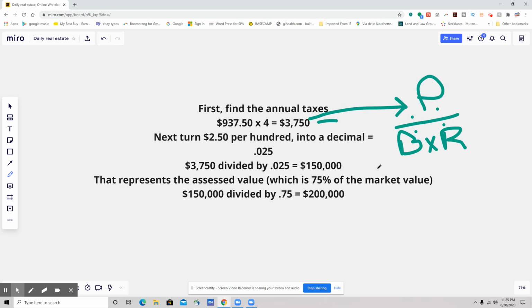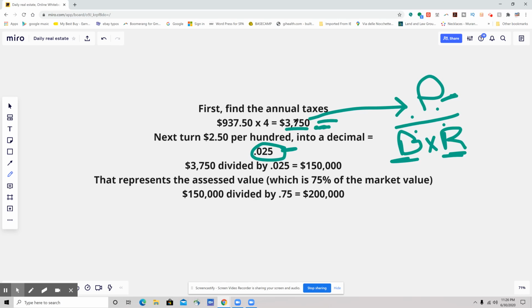The math that you're actually figuring out here is that this number, which is the tax rate, when multiplied by the assessed value, would yield this number. So we have a part which is identified by this number right here. The annual taxes are the part. We know the rate. The rate is the tax rate. We don't know the base. We don't know what the 75% assessed value is.